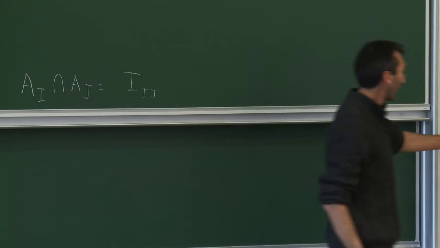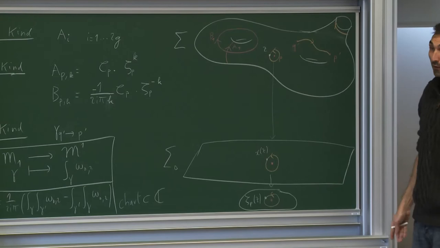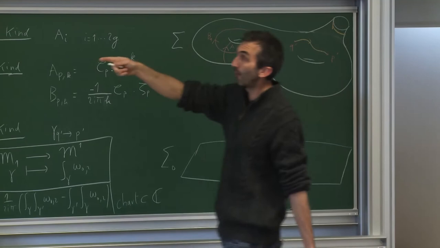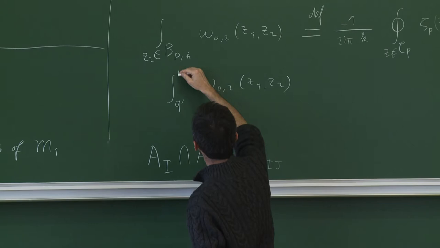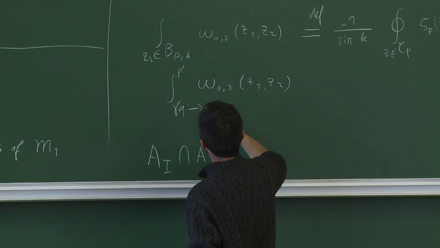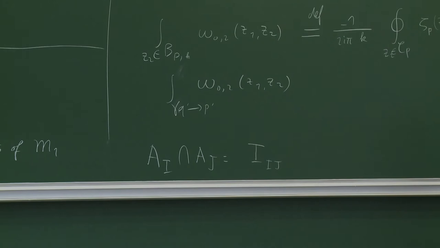Cycles of the third kind are just chains from one point to the other. They are just one-chains, because if you integrate omega 0 2 of z1 z2 from one point, let's say q prime, to p prime, so in fact you follow a certain chain like that, then the result is indeed a one form in the variable z1.